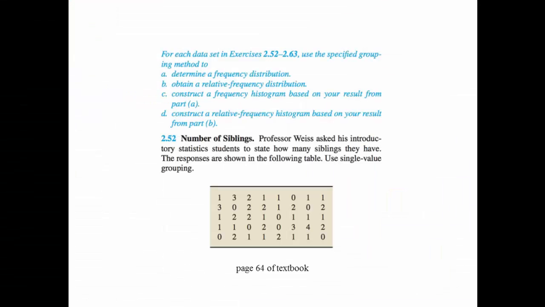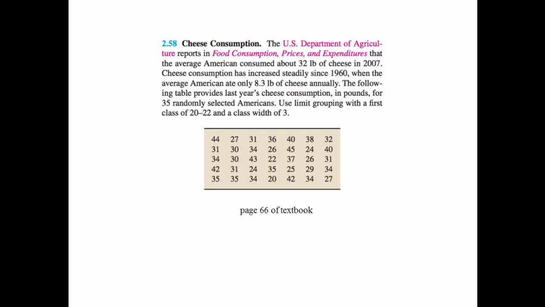Let's look at the next exercise. Number 58, on cheese. How much cheese people have consumed. I do find it interesting that once upon a time Americans were accustomed to eating 8.3 pounds of cheese per annum, and now look at us. Well, that's a lot of cheese, isn't it?